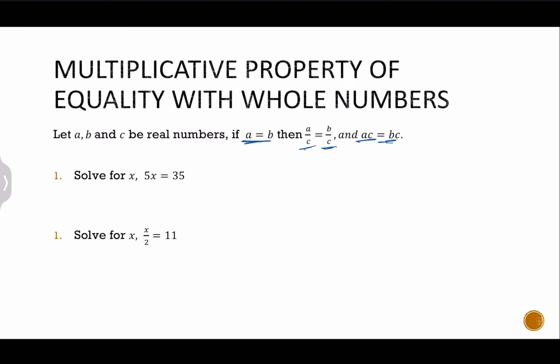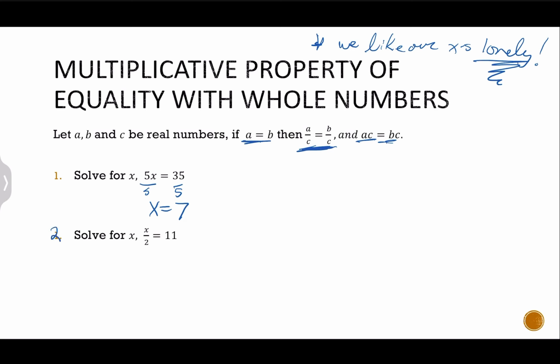So for problem 1, I want to solve for x. My joke is we like our x's lonely, right? We like our x's lonely. So how can I get that 5 by itself? Well, I could maintain equality by dividing both sides by 5 to get x equals 7.